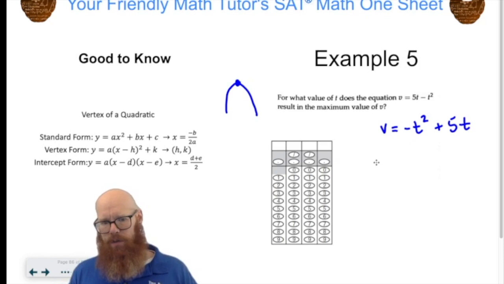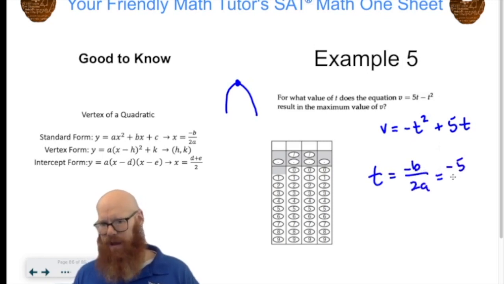So we start with the vertex formula, but here we have t instead of x, and that's negative b over 2a. And negative b is negative 5 over 2 times negative 1.